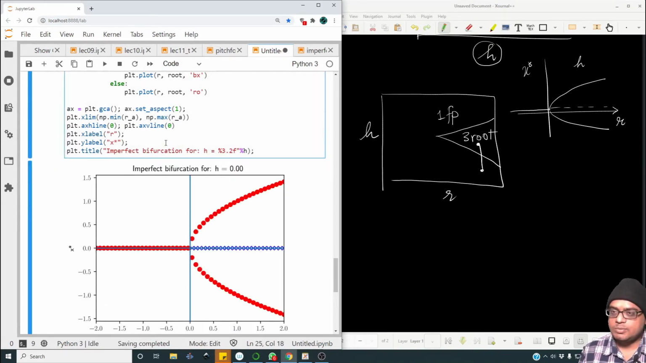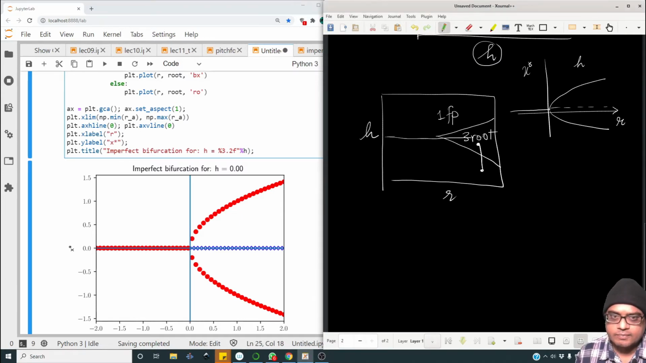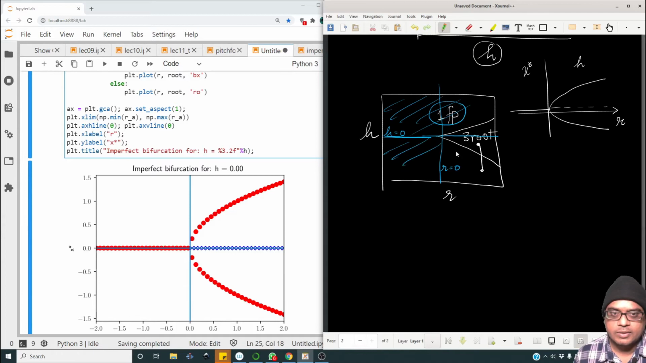Okay, so now let me choose a positive value of H. So we are now probing this entire line, and watch carefully what happens. If you observe very keenly, we are actually transecting this line, and we are seeing that up until this, so this was R equal to 0, and this is obviously H equal to 0. So up until this point we have only one root, and this entire zone is one root, and over here we have 3 roots. Okay, so up until this point we have one root, and then beyond this we have 3 roots.